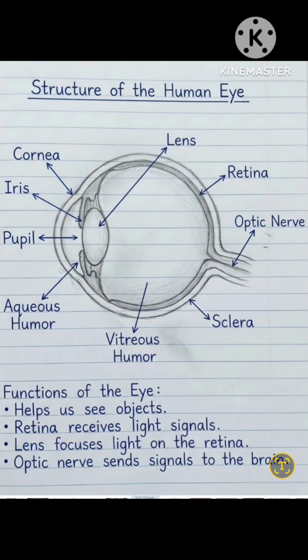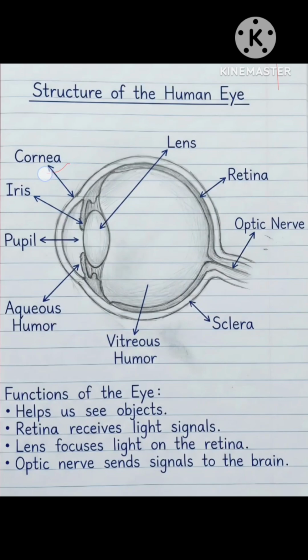The human eye is a highly specialized sense organ responsible for vision. It works like a natural camera by collecting light and forming images. Let's understand the important parts of the eye.